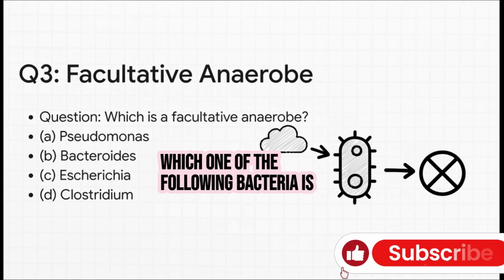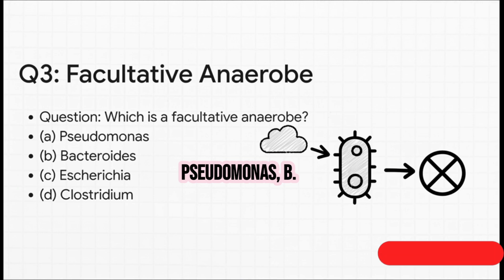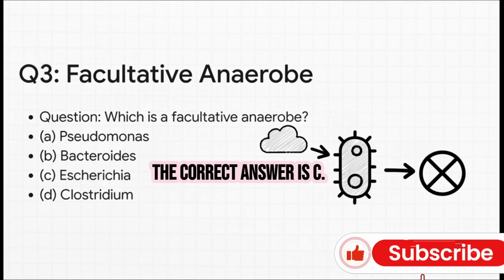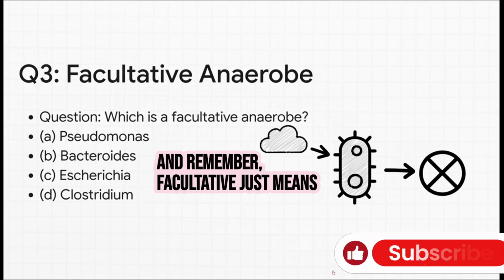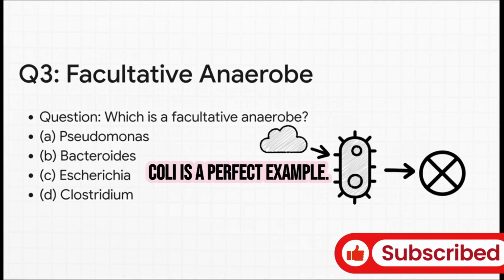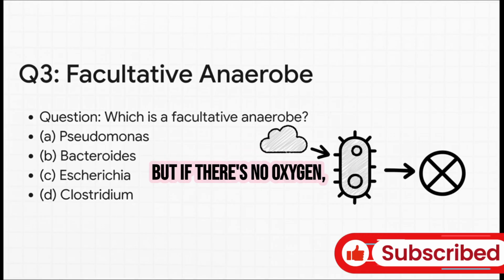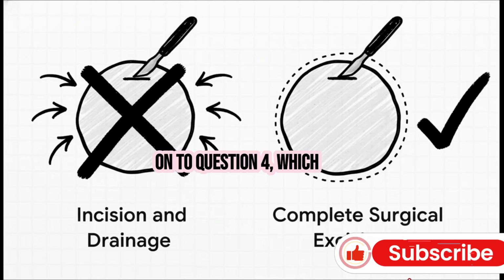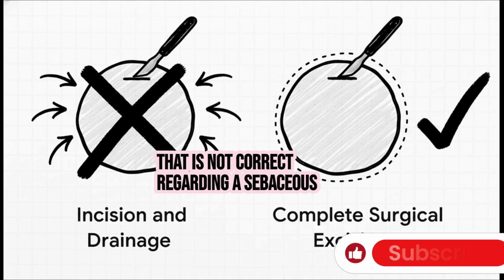Next up, question 3. Which one of the following bacteria is classified as a facultative anaerobe? Is it A. Pseudomonas, B. Bacteroides, C. Escherichia, or D. Clostridium? The correct answer is C. Escherichia. And remember, facultative just means it's adaptable. E. coli is a perfect example. It'll use oxygen for respiration when it's around, but if there's no oxygen, it can easily switch over to fermentation to survive.